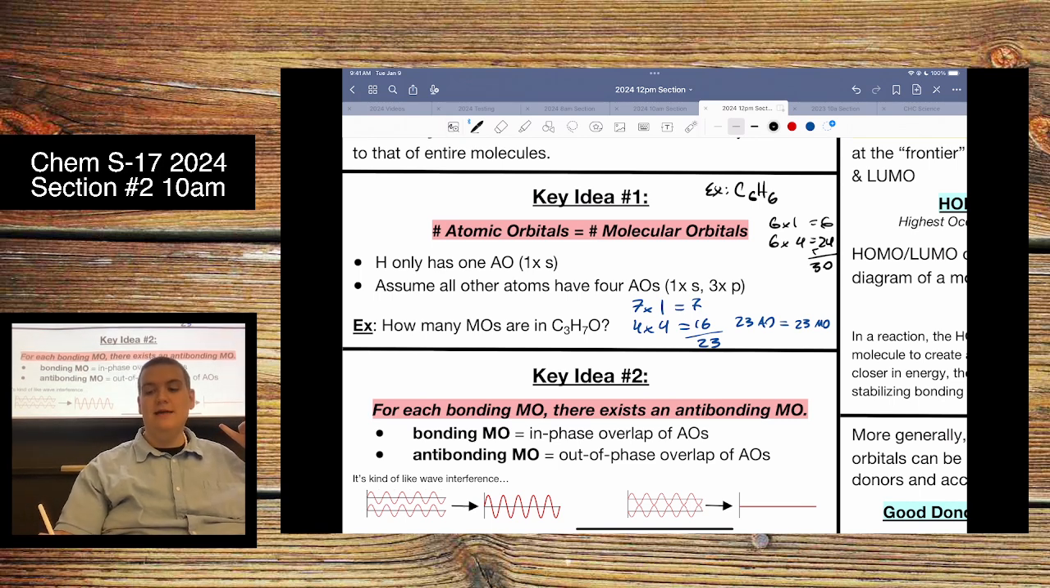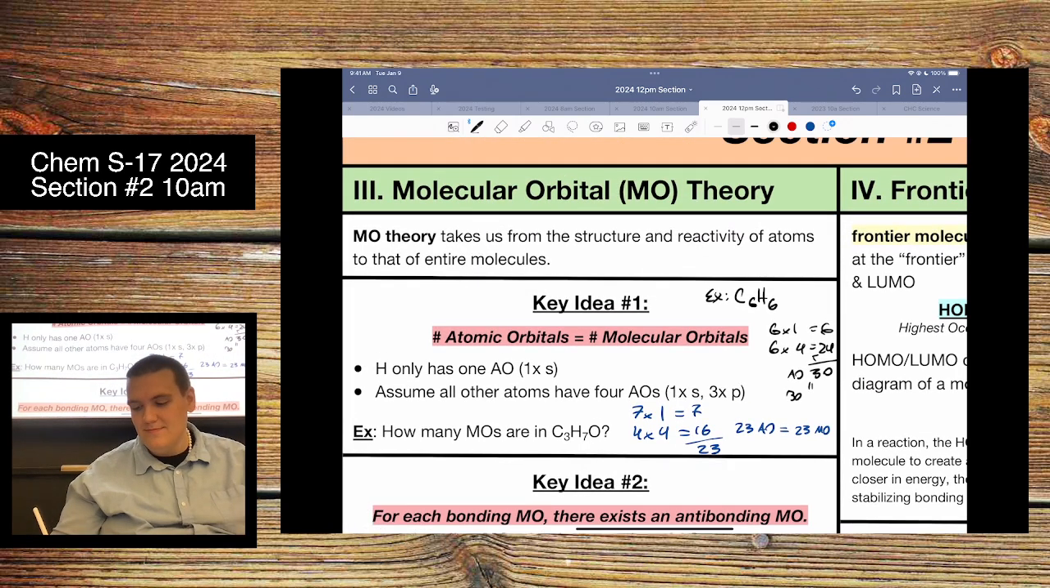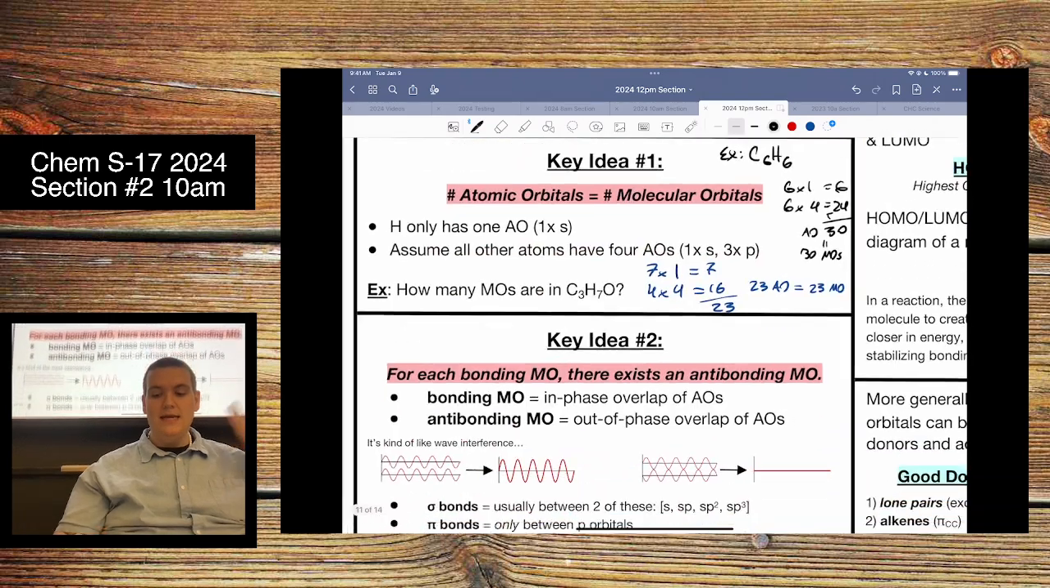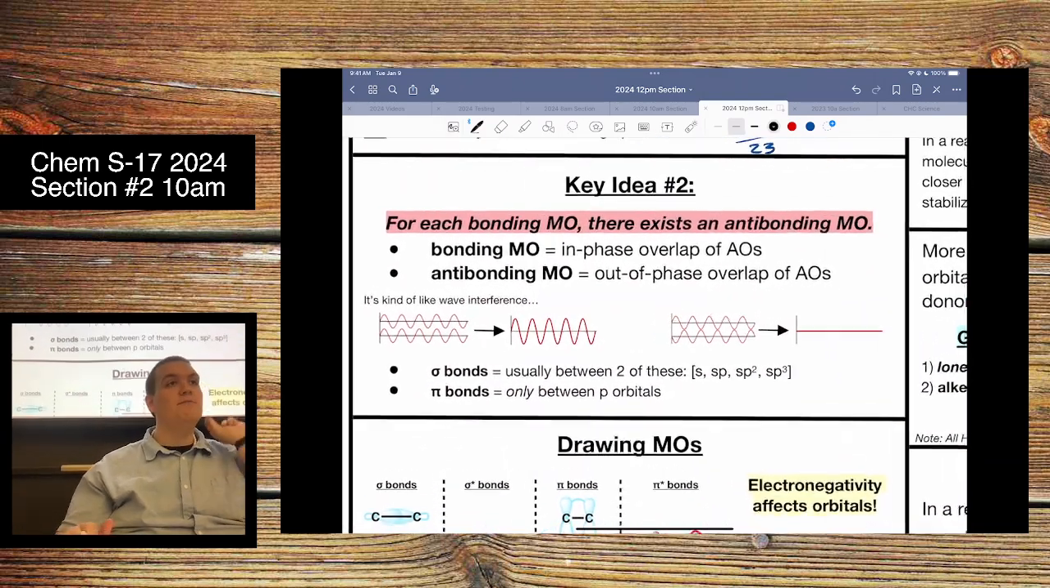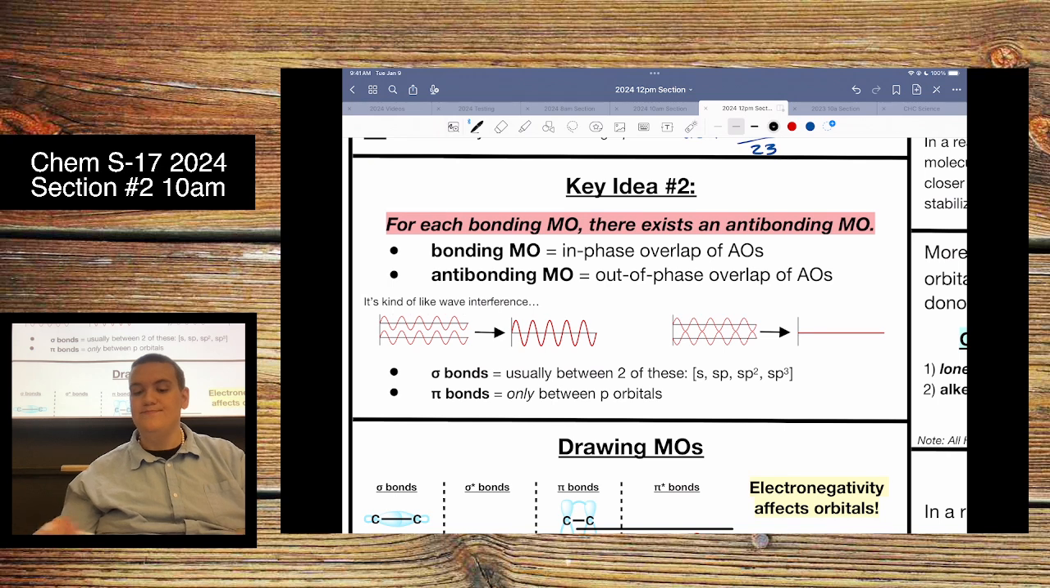Okay, did you all get 30 atomic orbitals? So how many molecular orbitals should we have? 30, thank you. So that's key idea number 1. Key idea number 2 is for each bonding molecular orbital, we have an antibonding molecular orbital.